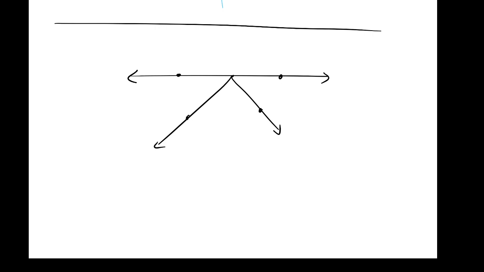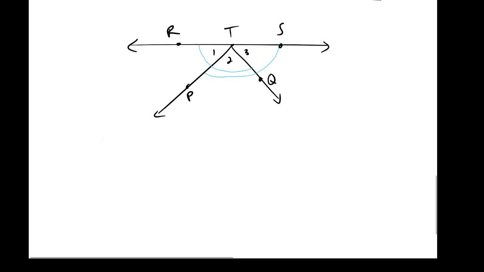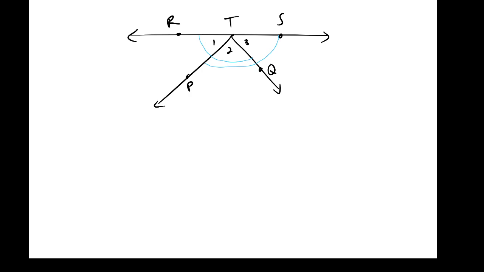Now you need to label all these. We have R, T, S, P, and Q. And we have angles 1, 2, and 3. Now you need the following arcs. We're going to put an arc around 1 and 2, and another arc around 2 and 3. What it's going to show is that I have two congruent arcs here, okay?